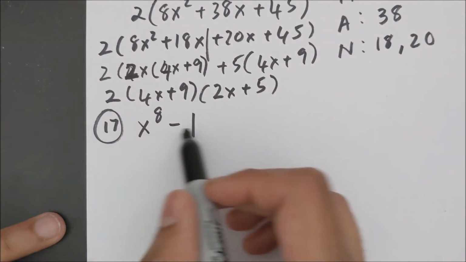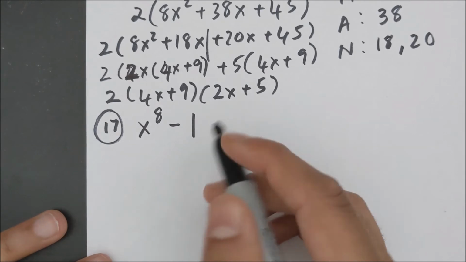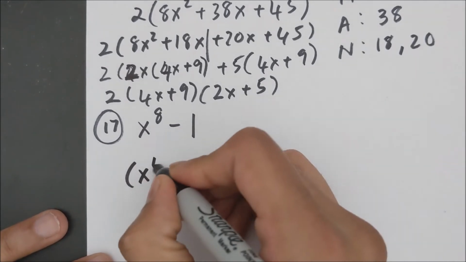And then if I take a look at number 17, that's square rootable, so I can do difference of squares over here. The square root of x to the 8 is x to the 4.